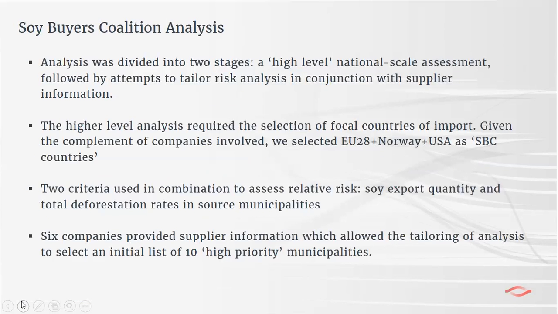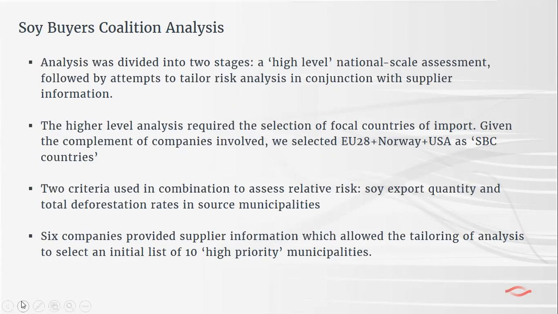Next slide. So under the Soy Buyers Coalition, our analysis has been divided into two main stages. First, we undertook a rather high-level national scale assessment of risk, and this was then followed by analysis which incorporated company supplier information where this was available or made available to us. In order to first carry out the high-level analysis, we had to decide upon the focal countries of import that would be covered. And that was largely dictated by the focal regions of interest or the markets of sale for the companies involved in the coalition.